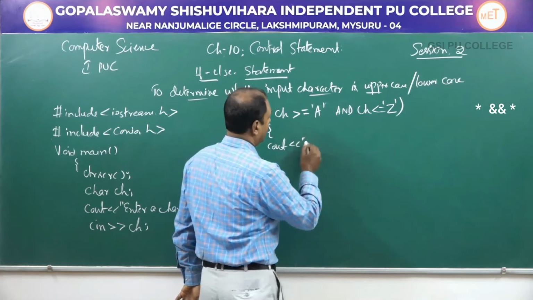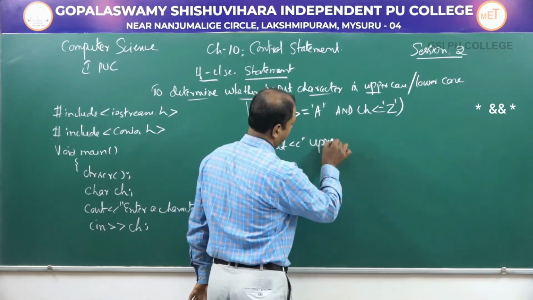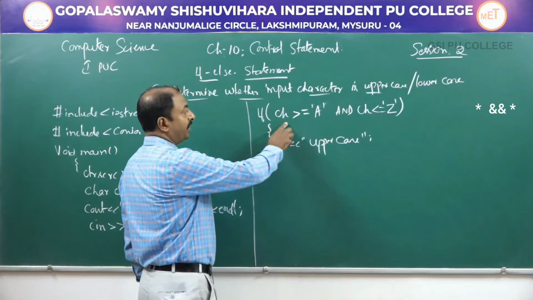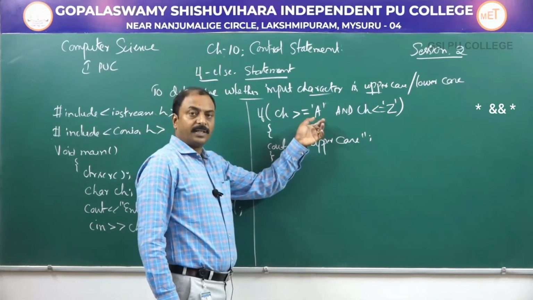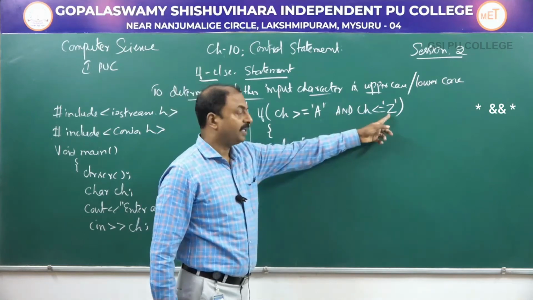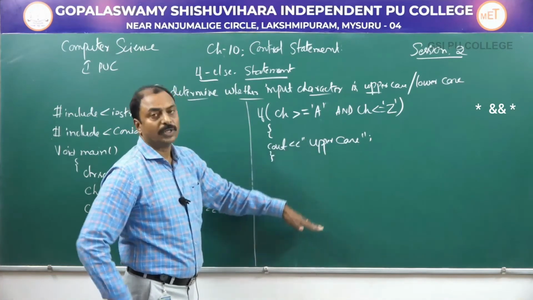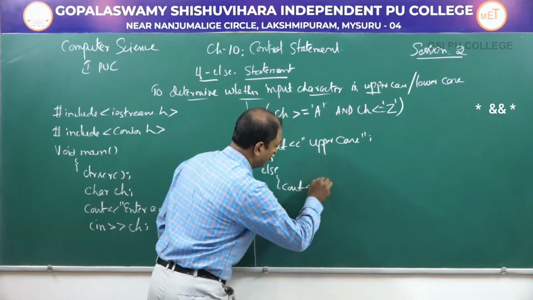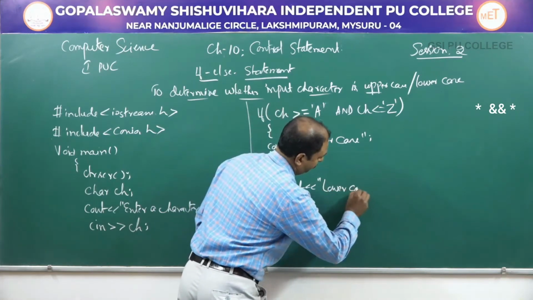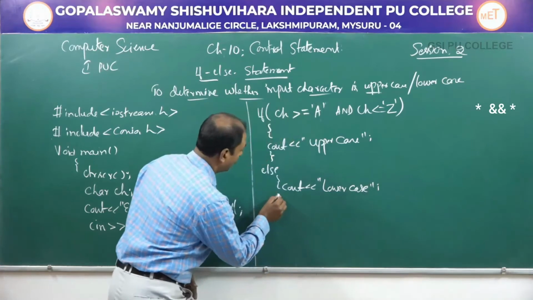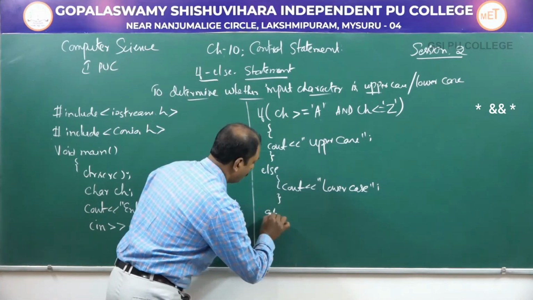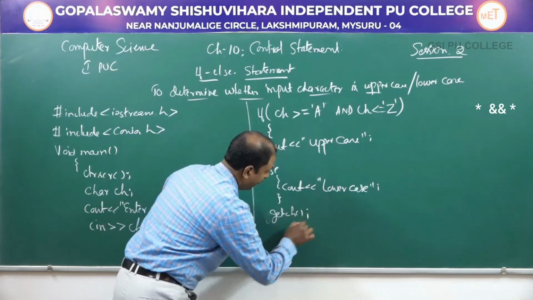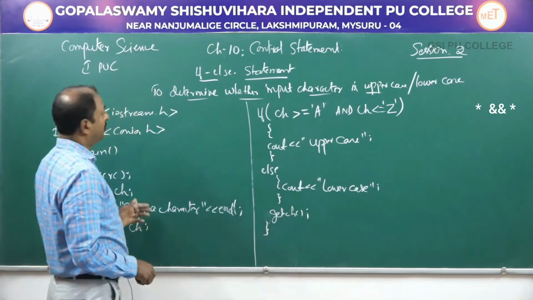cout "uppercase", semicolon, close this. Suppose the if condition fails, whatever the input character is not within this range, we have to print that it is lowercase. So under the else part, we write cout "lowercase" and semicolon, close this. Then close the program with getch and close this bracket. So this is the logic we are using here.